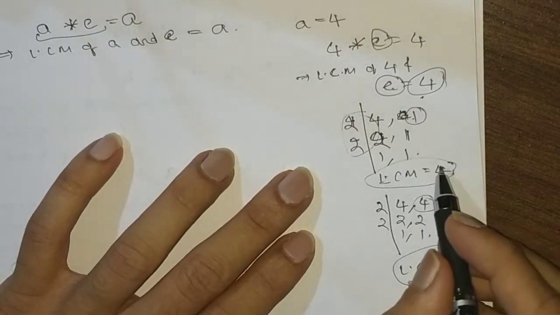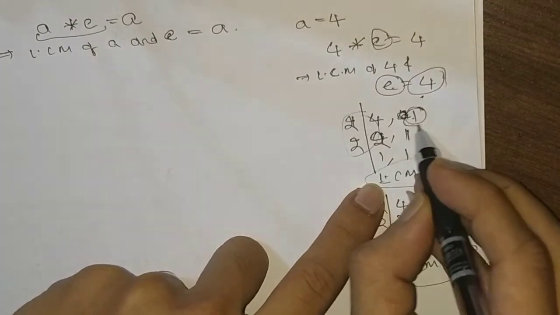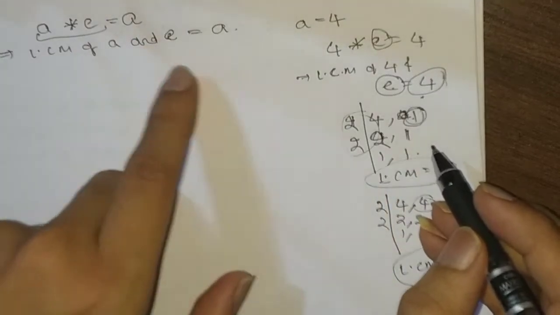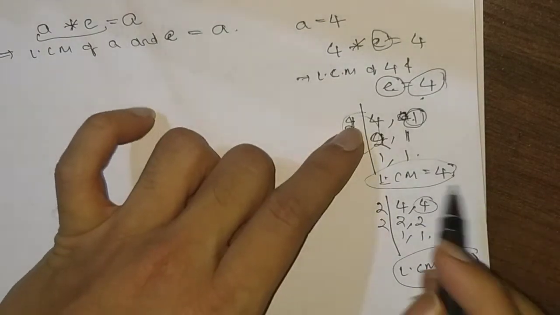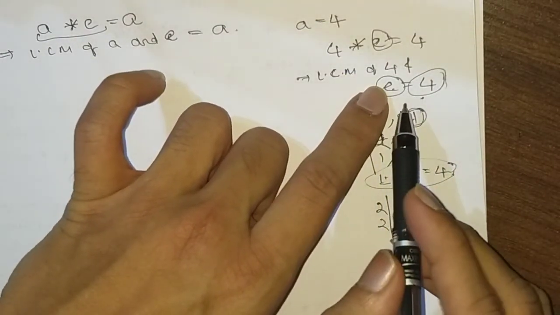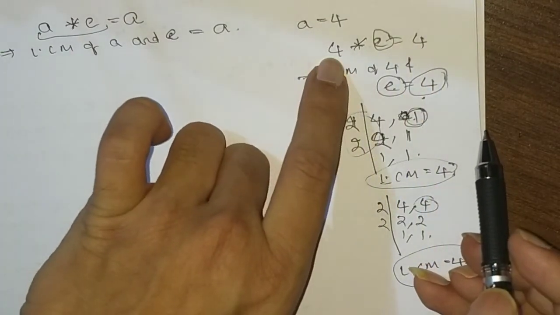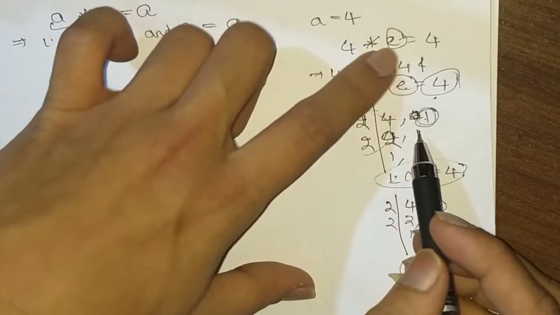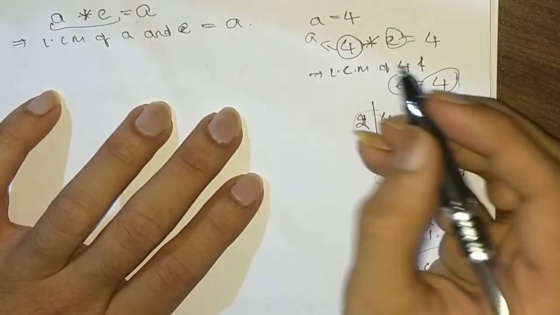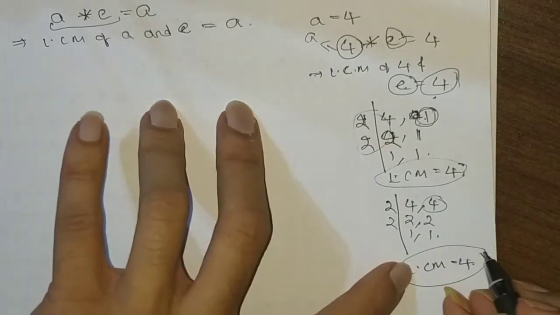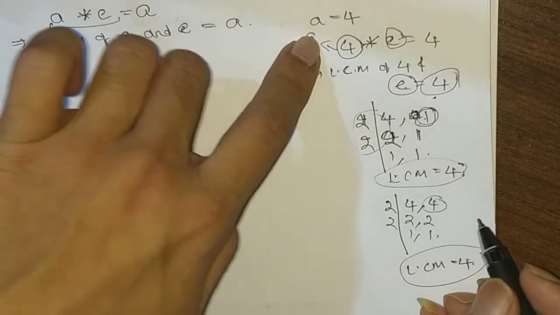But what we have to observe is you have to get the LCM of A and E, right? A is any number. So for any number A, A star E, you should get back the element A, right? If we take 1 here, then it will satisfy for all A. But if we take 4, then it will not be satisfied for any other A which is not equal to 4.